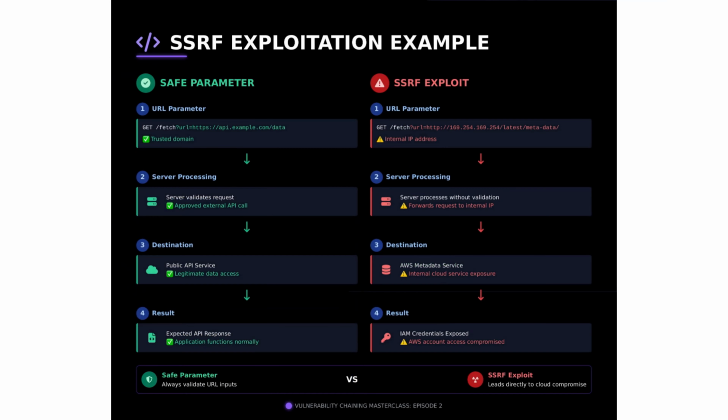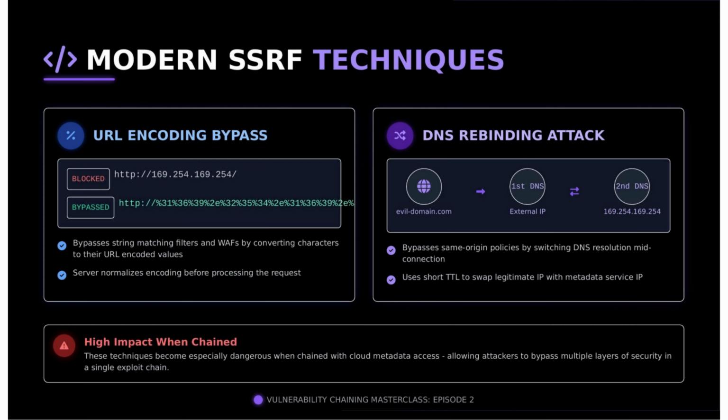Here's the side-by-side. On the left, a normal user asks for data from a trusted API. The app checks it and returns the info safely. On the right, the attacker swaps the URL to 169.254.169.254, that secret internal IP every cloud instance uses. Since the app doesn't validate, it happily fetches IAM credentials instead. That's the difference between safe and catastrophic. Just one missing validation.